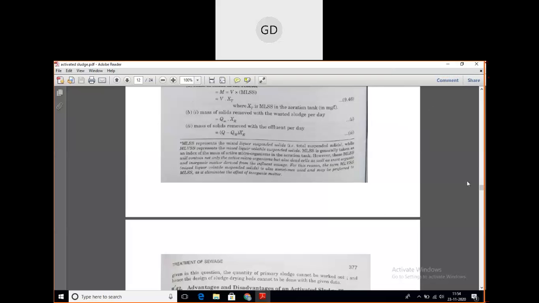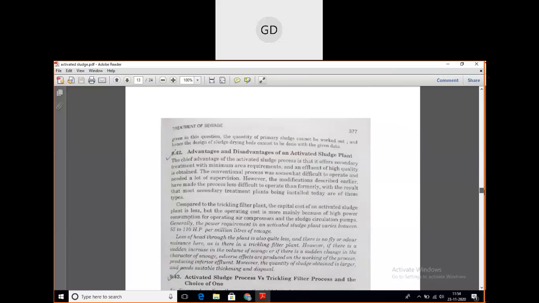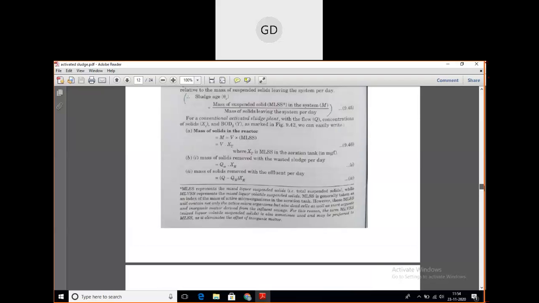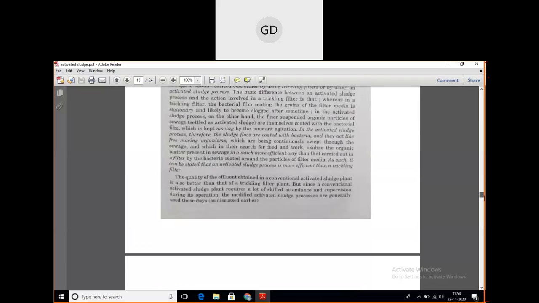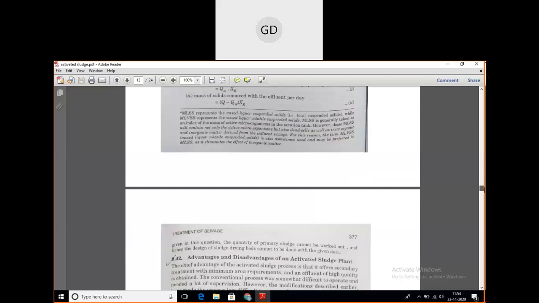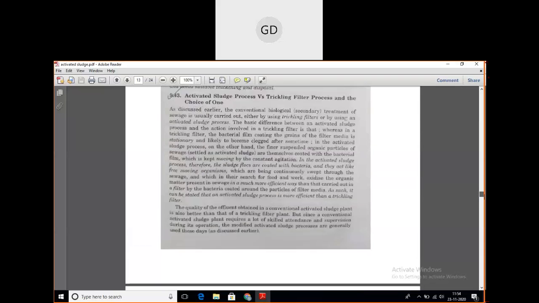Okay, so the meeting will end in 5 minutes. The advantages and disadvantages of an activated sludge plant, this one we will discuss in the next class. There are different advantages and disadvantages of your activated sludge plant, so we will discuss it in the next class. So let me take your attendance.